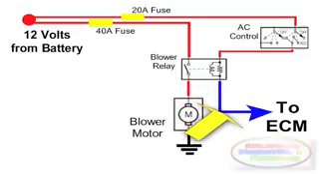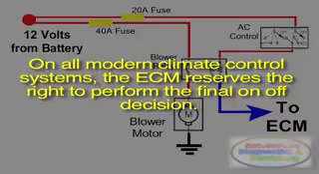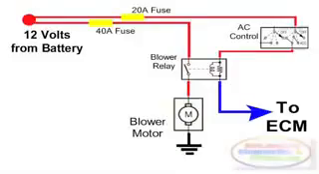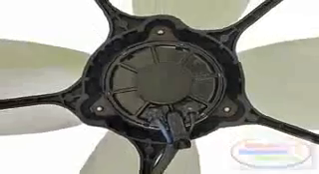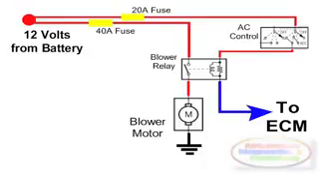Now, why is it done this way? On all modern climate control systems, the ECM reserves the right to perform the final on-off decision. This is due to the fact that the compressor clutch puts a power load on the engine. Whenever the refrigerant compressor turns on, so does the condenser fan. This means that during wide open throttle and certain other engine conditions, the ECM will keep the compressor and condenser fan off. This is the golden rule of automotive HVAC.